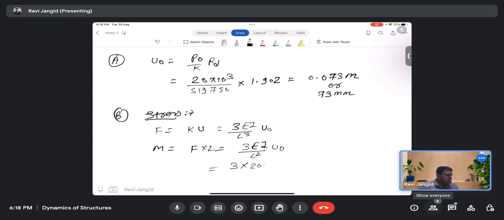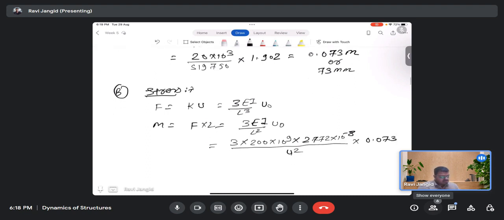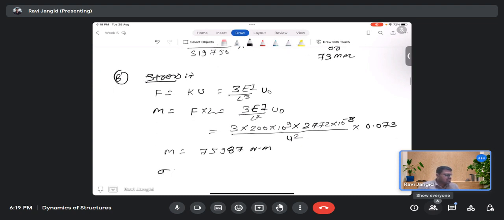3 into 200 into 10 raised to power 9. I is 2772 into 10 raised to power minus 8. L is 4, squared, and U is 0.073. If you put it in, you will calculate the moment as 75987 Newton meter. So the bending stress, can you calculate it? M by Z.